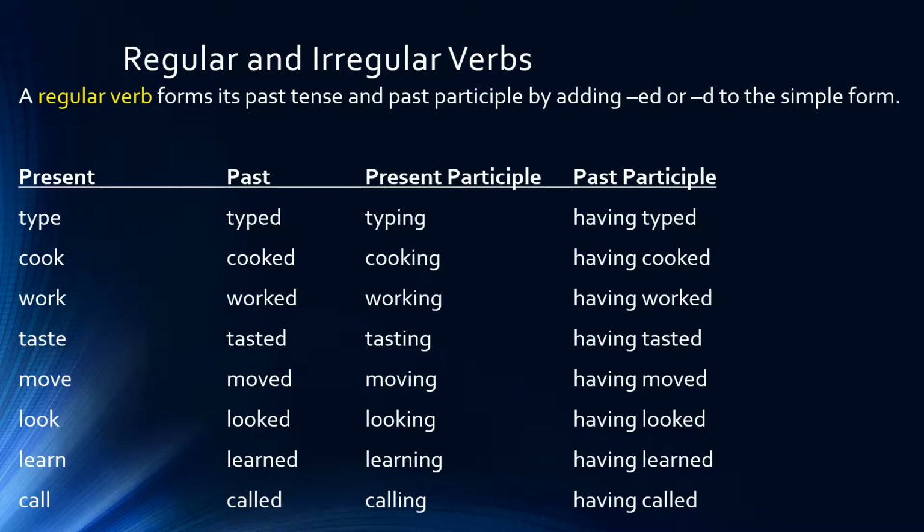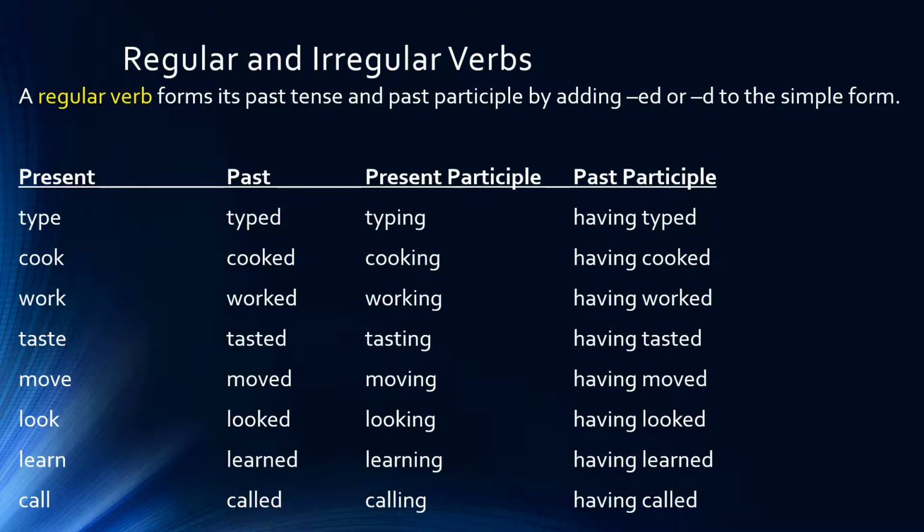Then when we change it into a present participle, we're going to add ing to the word. Type, typed, typing is the present participle. Cook, cooked, cooking. Cooking would be the present participle. Call, called, calling. And then for the past participle, we would add the word having and use the past tense of the word. Having typed, having cooked, having worked, and so forth through the list.